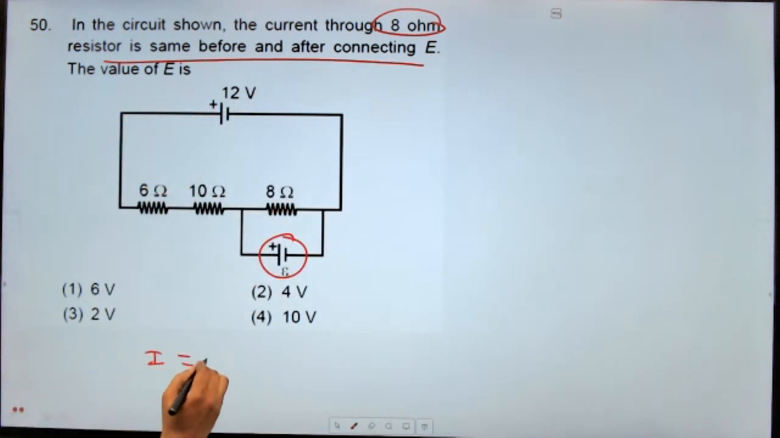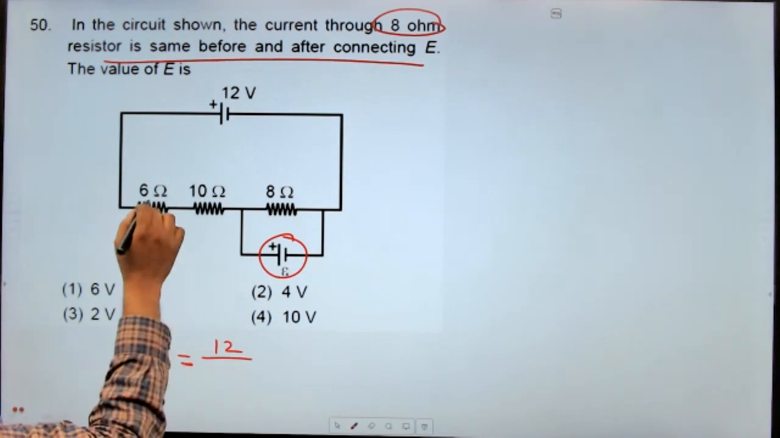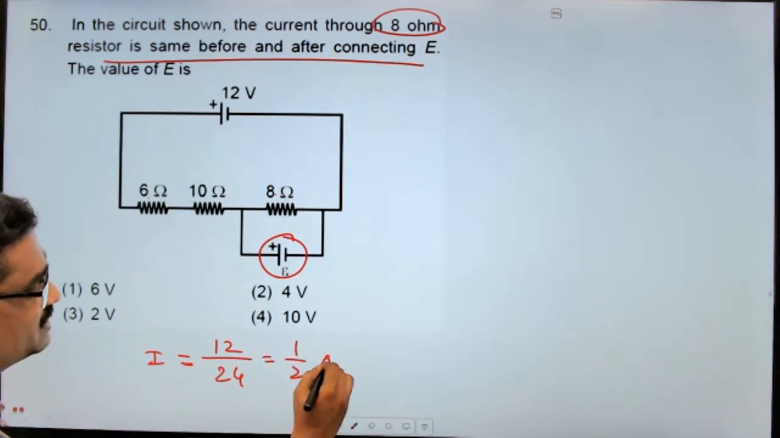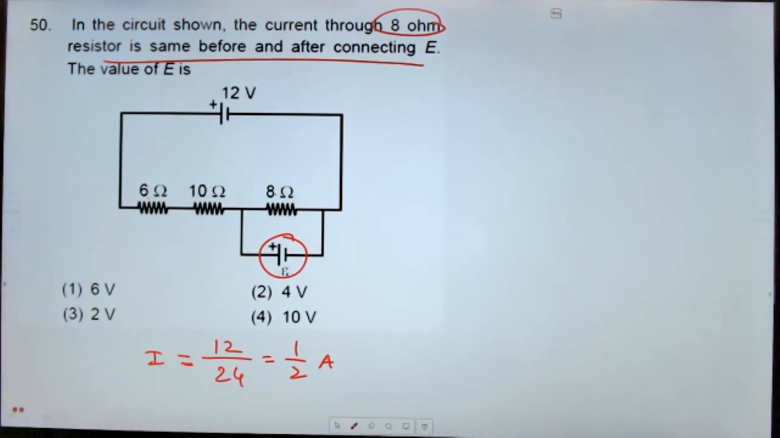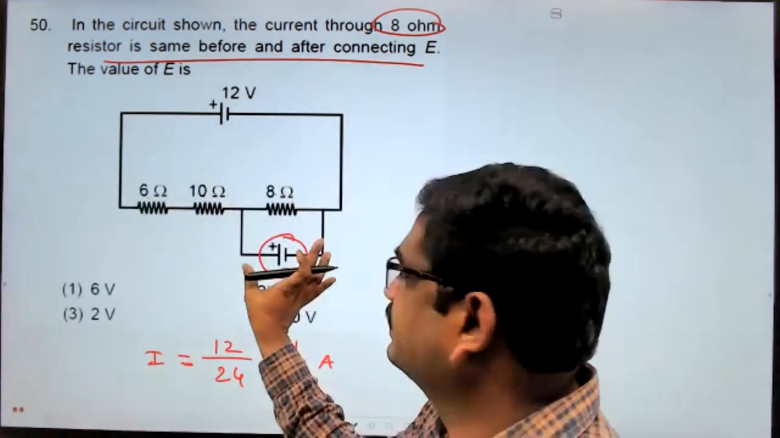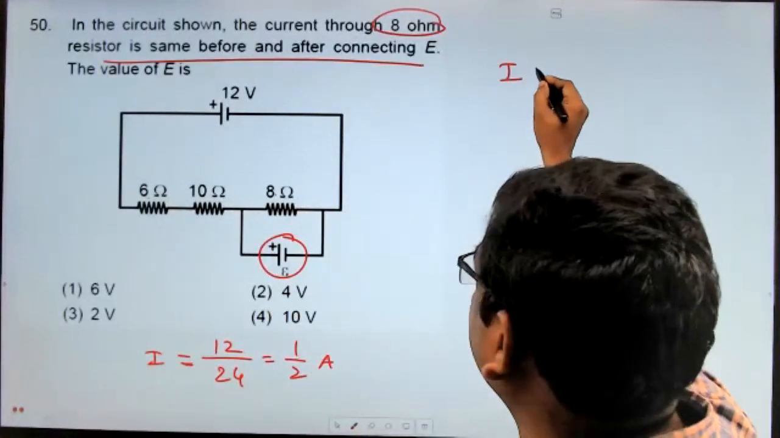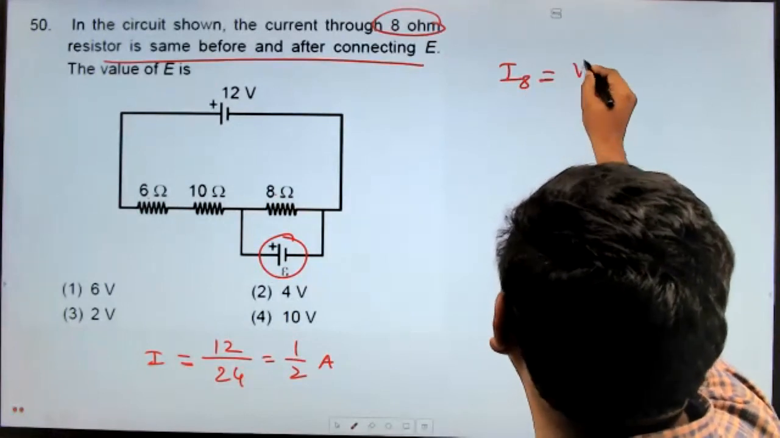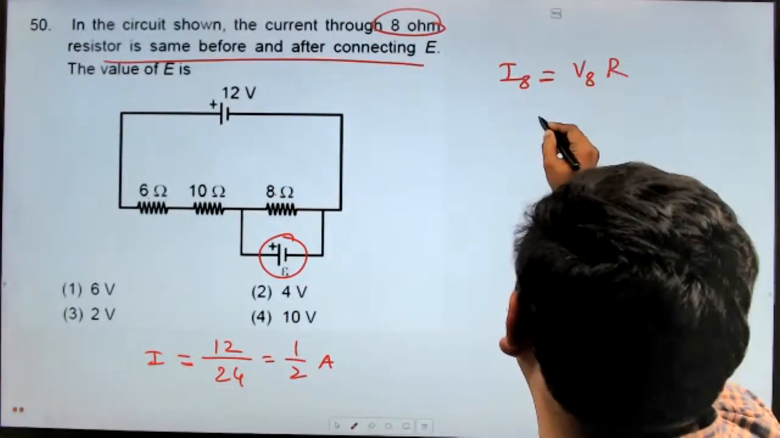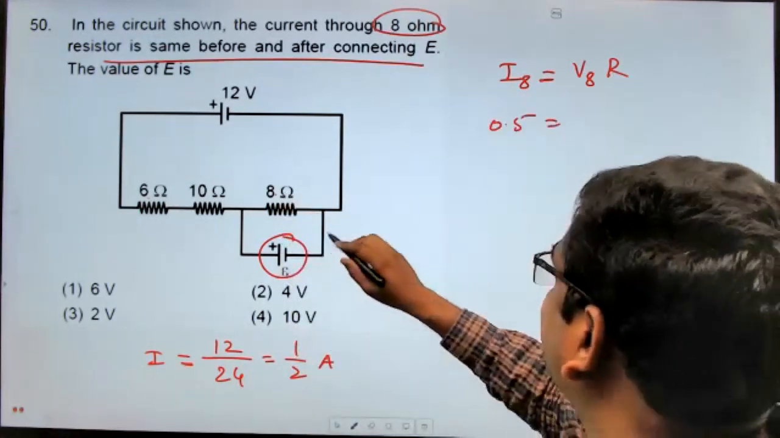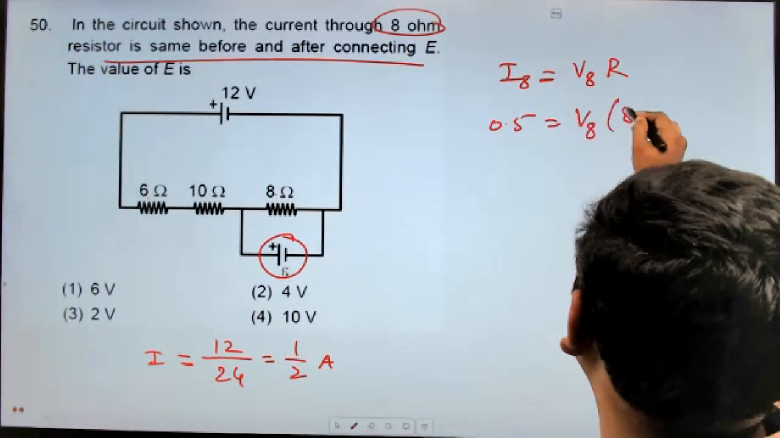Current I equal to total voltage by total resistance, 6 plus 10, 16 plus 8. How much it is? So 12 by 24. That equal to 1 by 2 amperes, 0.5 ampere. Now, for this battery also current is same. Now current passing through the 8 ohm resistor is 1 by 2 or 0.5, equal to voltage across 8 ohms, you have to calculate. Resistance is 8.